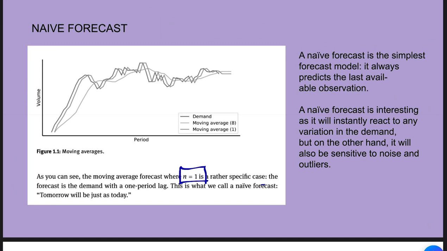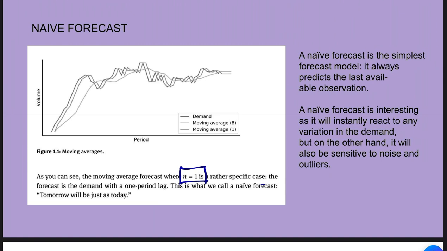Basically it's a parameter that tweaks how well we want to define our curve, how smooth the curve should be. Okay, so the naive forecast is the simplest forecast. It always predicts the last available observation.